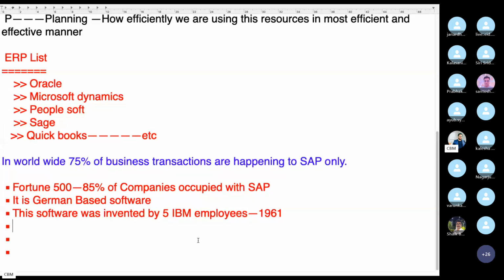So this is a basic view, insights regarding SAP. If you want to add any points regarding SAP, you can give your thoughts here. That is welcome.